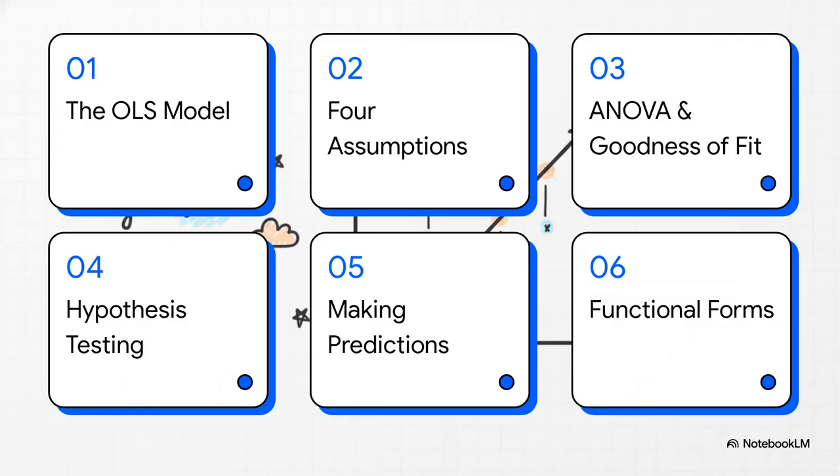Here is our blueprint for today. We're going to cover 1. The OLS model, 2. The 4 assumptions, 3. ANOVA and goodness of fit, 4. Hypothesis testing, 5. Making predictions, and finally 6. Functional forms. Let's get into it.